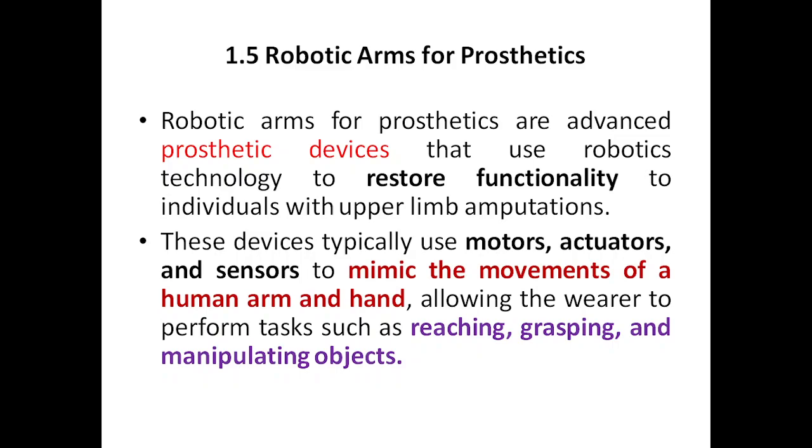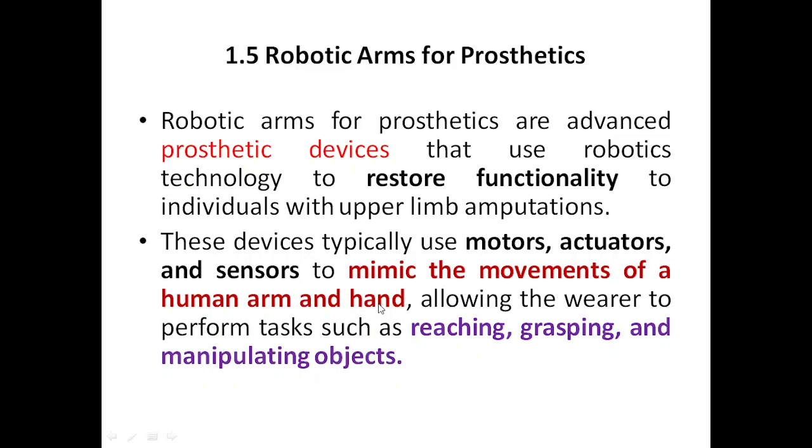Even with open eyes you can see, but with closed eyes, if you want to sense a particular thing, you should have sensors in that particular prosthetic. So these are composed of what? Motors, actuators and sensors. These are the major three components of these devices. Why do we need all these motors, actuators and sensors? To mimic the movement of the human arm and hand.